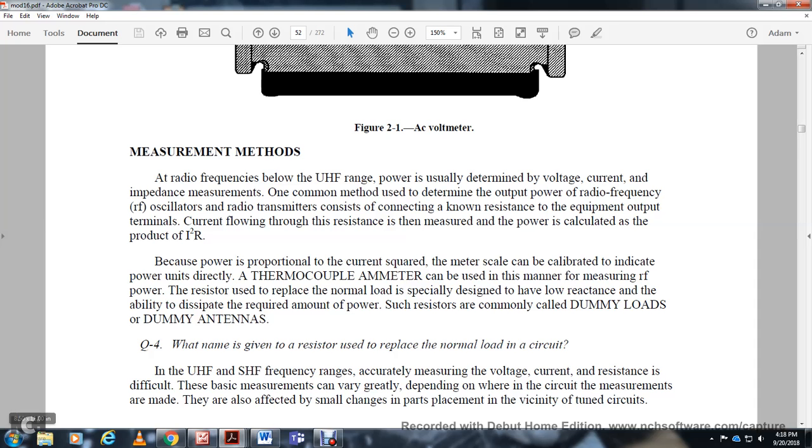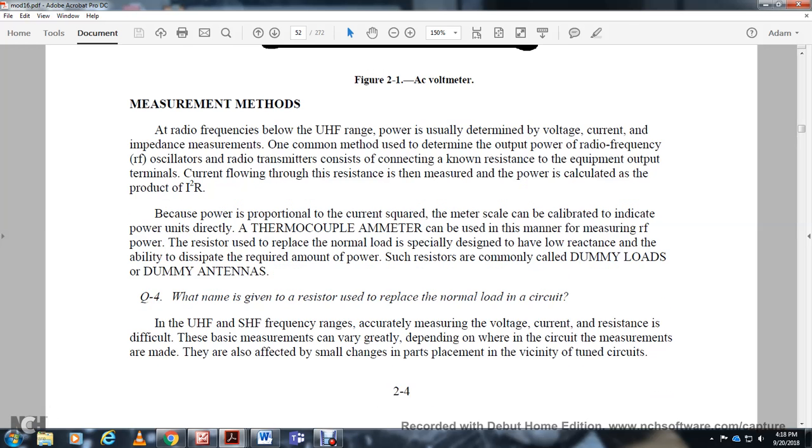In ultra high and super high frequency ranges, accurately measuring voltage, current and resistance is difficult. Many basic measurements can vary greatly depending on how the circuit is built, since measurements are affected by small changes in the placement of parts and the tuned circuits.